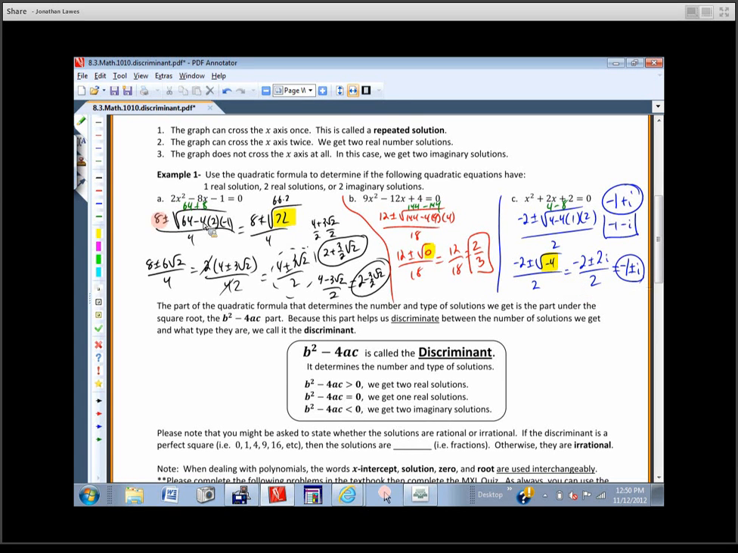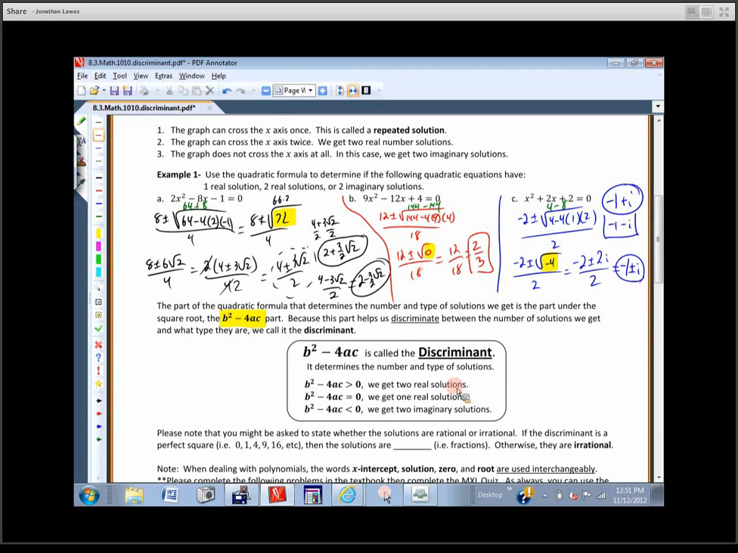It really didn't matter what negative b was or what 2a was. That didn't make a big difference. It was underneath the square root that made the big difference. And what's underneath the square root is b squared minus 4ac. Because that expression allows us to discriminate between the types of solutions we have and how many there are, we call that the discriminant. So b squared minus 4ac, really important that you get it right. It's called the discriminant because it determines the number and the type of solutions we have.